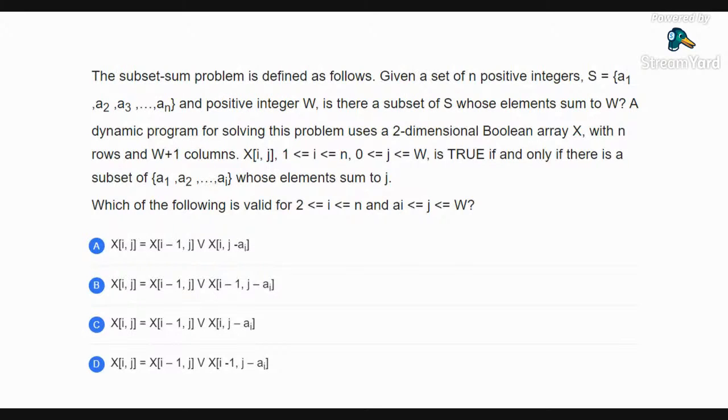Here we can also see the difference between option 2 and option 4. Actually, these two options are the same, and basically this is the answer: x[i][j] is equal to x[i-1][j] or v of x[i-1][j - a_i].